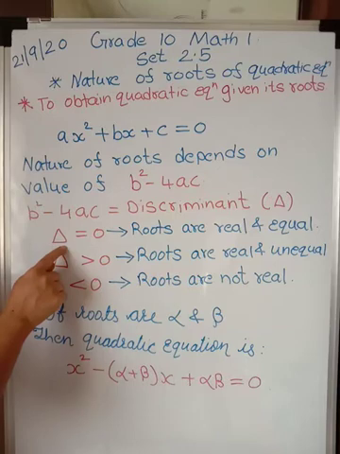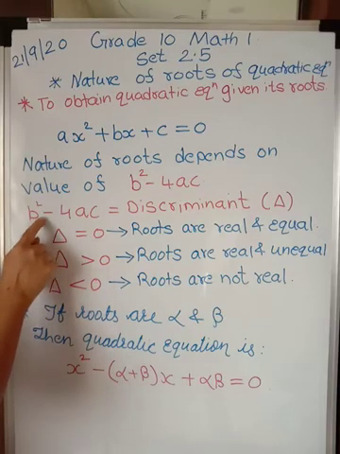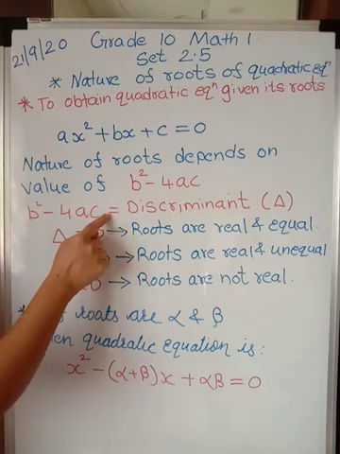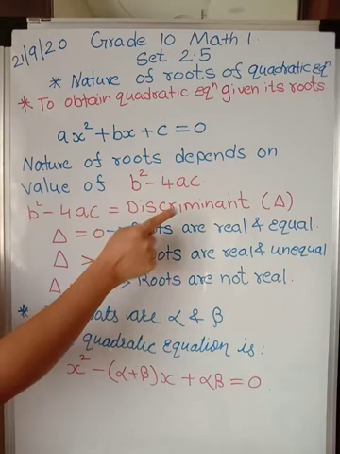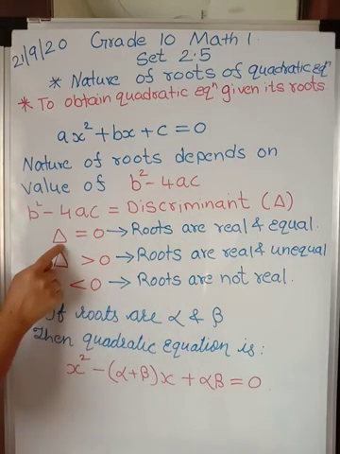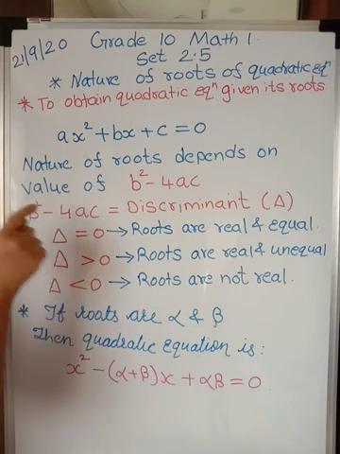So what is delta? B square minus 4ac is also called the discriminant and it is denoted by this Greek letter, triangular delta. This discriminant decides what is the nature of the roots.